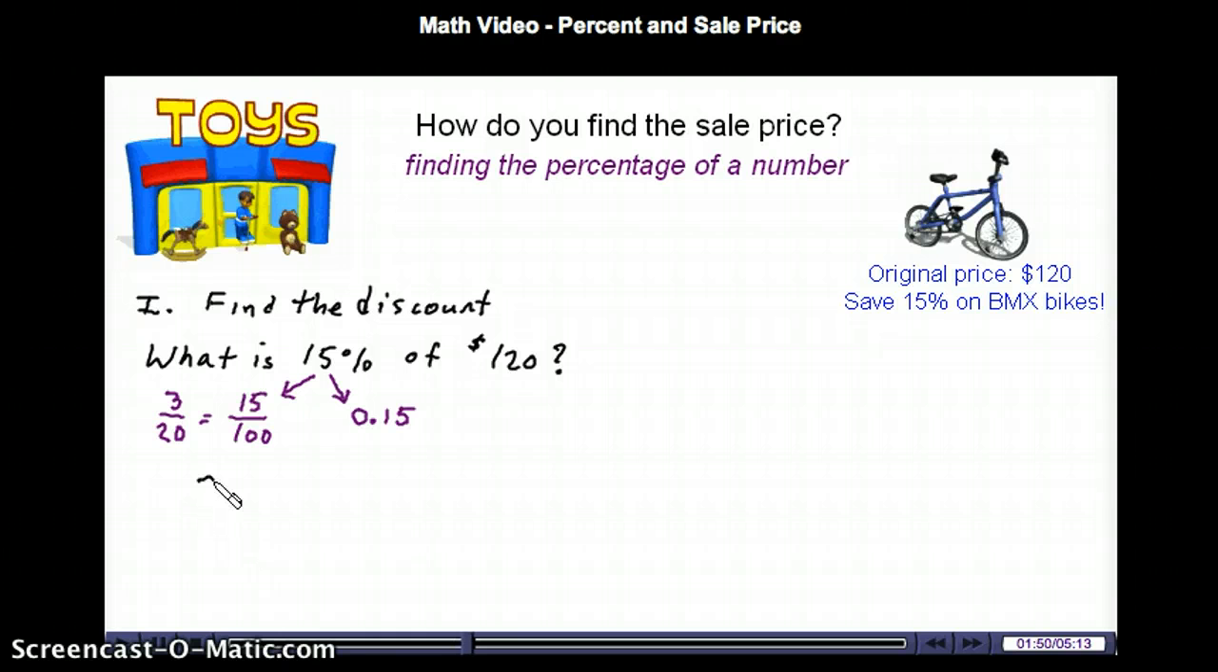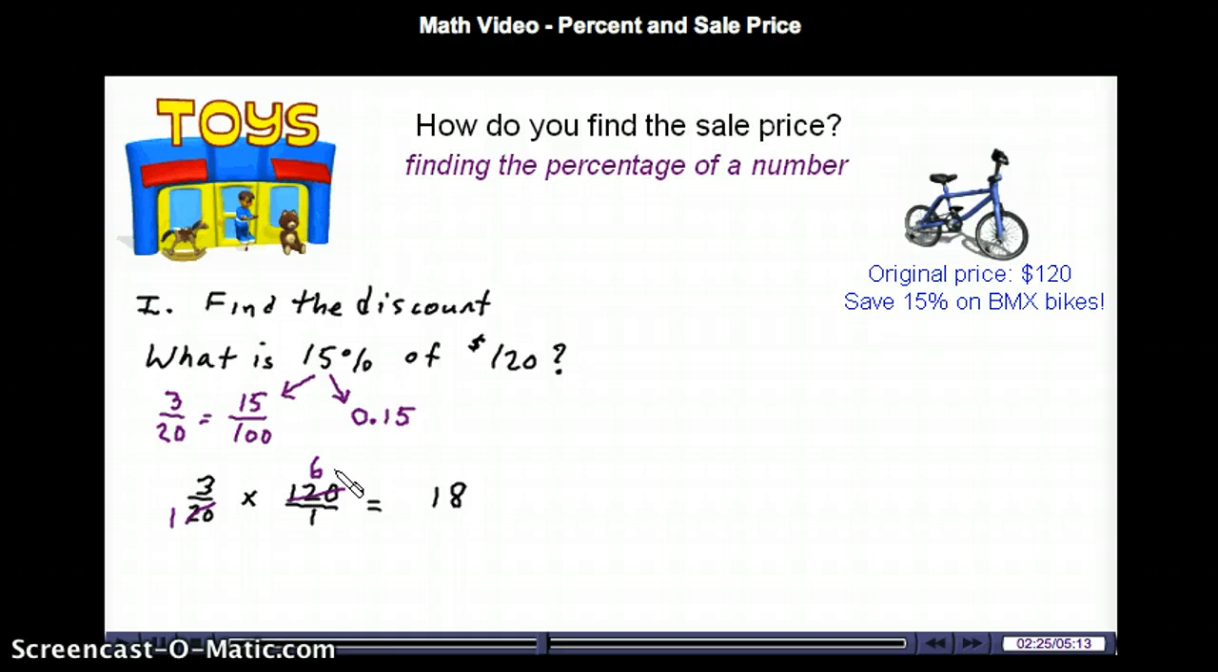So the problem becomes 3/20 times 120. And we can write that over 1 to make it a little bit easier. I notice that I can simplify this problem a bit because I realize that 20 is a factor of 120. So I'm going to divide 20 and 120 by 20. So 20 divided by 20 equals 1, and 120 divided by 20 equals 6. So now the problem is simply 3 times 6, and that equals 18.